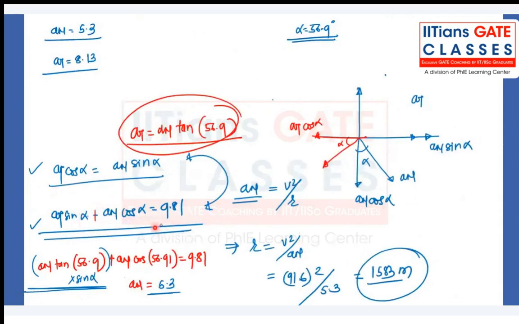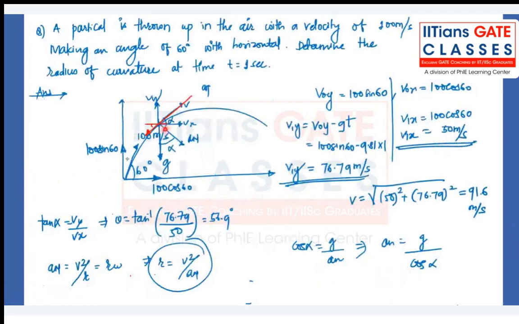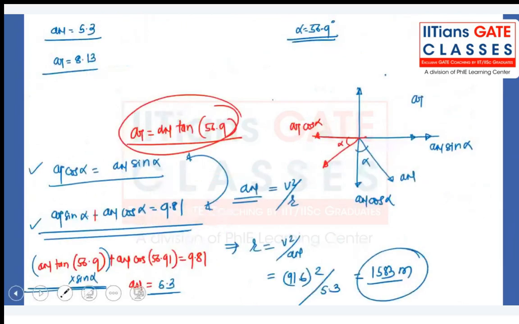Okay, and one more relationship which we can use gives us the value of An, which is equal to 5.3. And R is equal to V square by An. So we just calculated 91.6 whole square divided by An, which is 5.3, gives us 15.83. So just make sure we corrected here the direction of AT. It is downward, and that is why we have removed this negative sign. Go through this question once again whenever you have some free time, as we have made some correction.